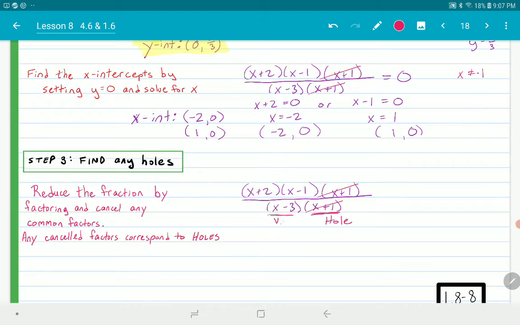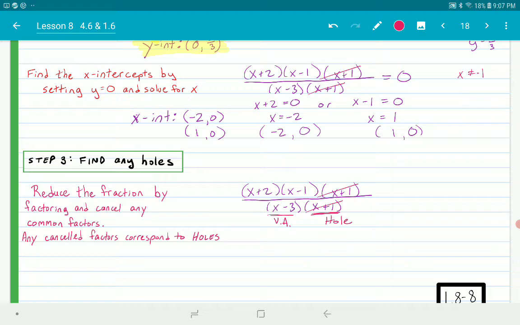This one is going to be a vertical asymptote, which we will get to in step 4. But for now, we're looking at that hole. That x plus 1 corresponds to a hole. So remember, when you factor, and when you cancel, when you can reduce one of those factors out, then that factor corresponds to a hole in the graph.